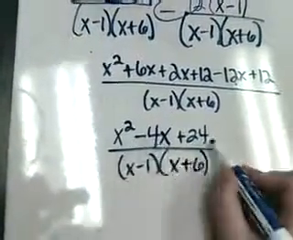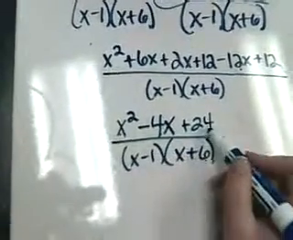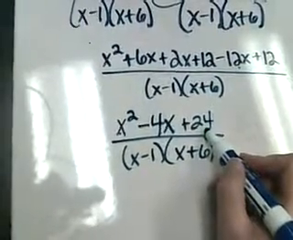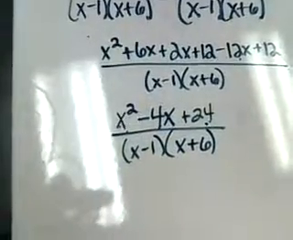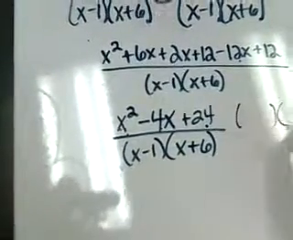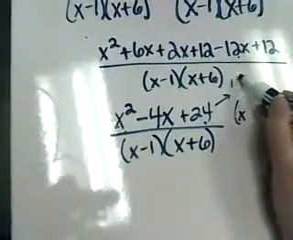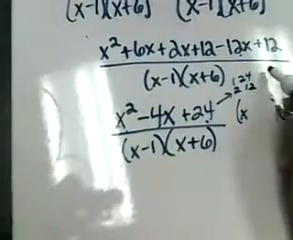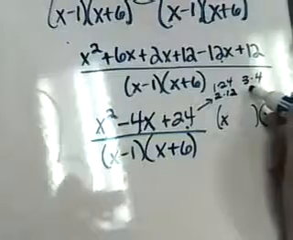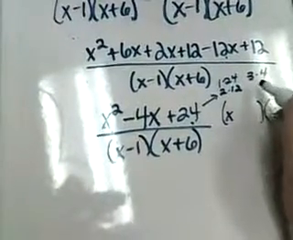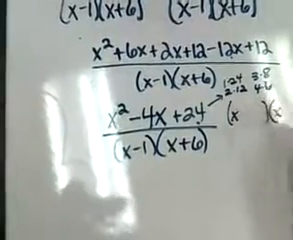I factor this? Okay, 3 terms. I can't take anything out. Are the first and the third perfect squares? No. So now I need factors of x and factors of 24 that will give me negative 4. X and x. Remember, my factors of 24 are 1 and 24, 2 and 12, 3 and 8, and 4 and 6.